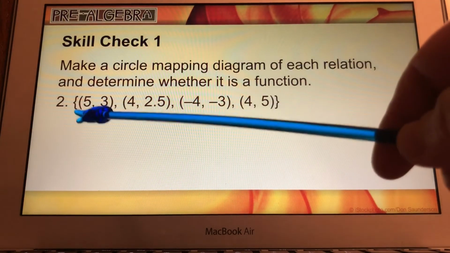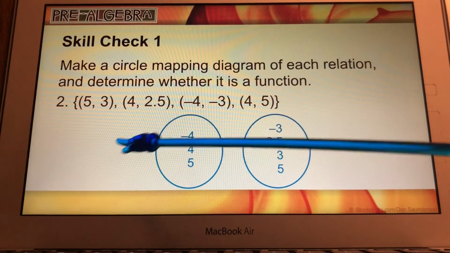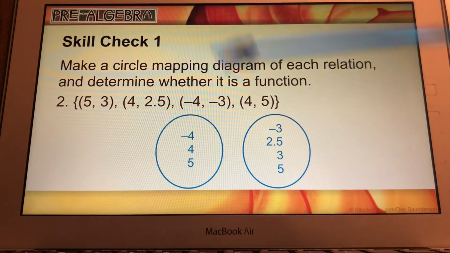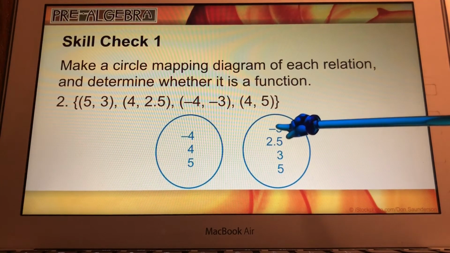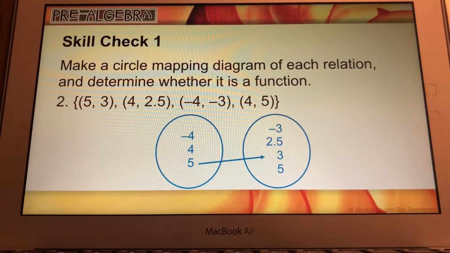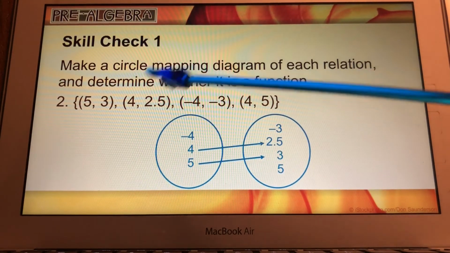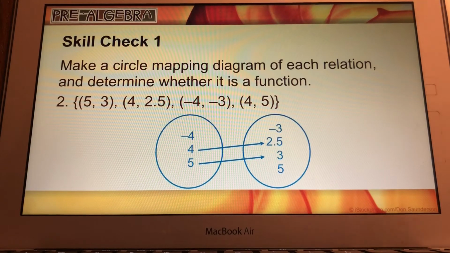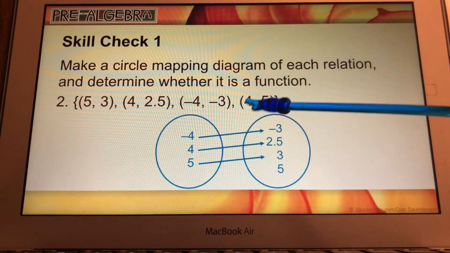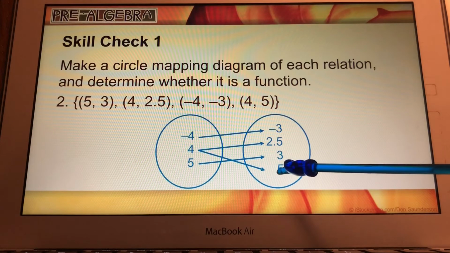Okay, now what about this? Let's make another circle map. We have -4, 4, and 5. And then here are my ranges or the y values. Okay, so the first one here, 5, 3, 4, 2.5, negative 4 is paired with negative 3. Then we have one more. 4 is paired with 5.